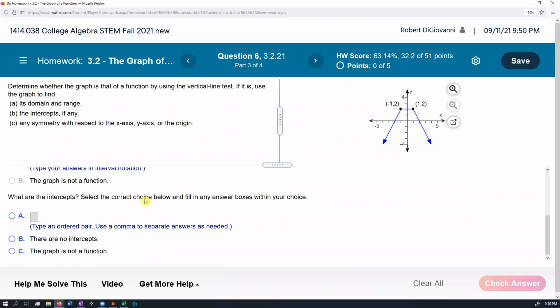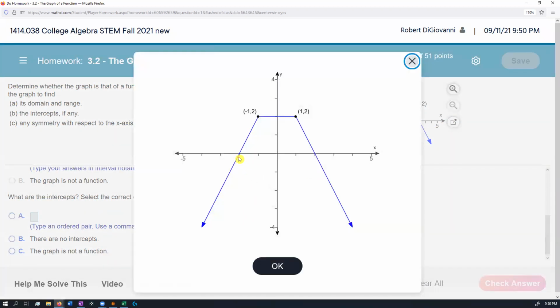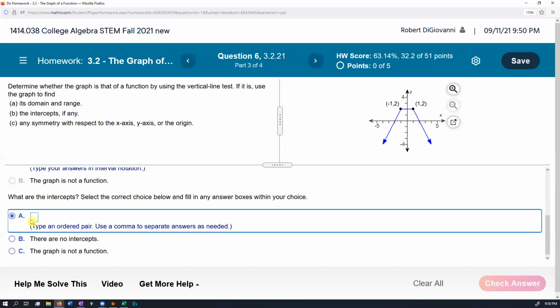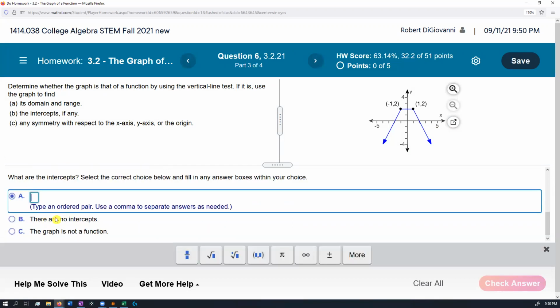Okay. What are the intercepts? So I have a couple of them. I have right here at negative 2, 0 and 2, 0. And then also at 0, 2 is the y-intercept. So I have negative 2, 0 and 2, 0. Those are our two x-intercepts. And then 0, 2 is the y-intercept.